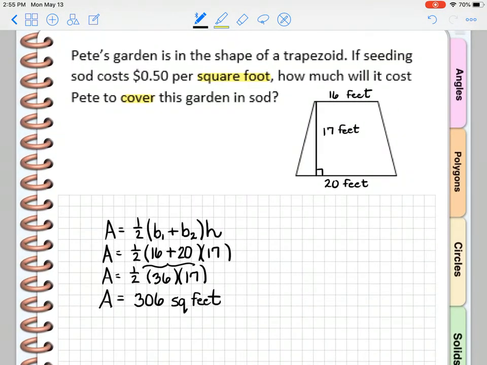But that was not the question. We have to convert the square feet, or not convert it, but we have to bring in the dollar amount. We have to figure out how much it will cost him to cover his garden. And there are a few ways you can do this. I like the proportion because I teach that method.